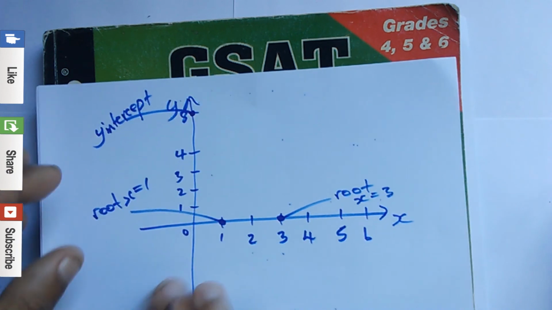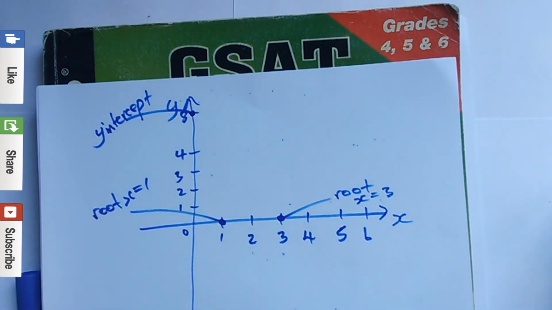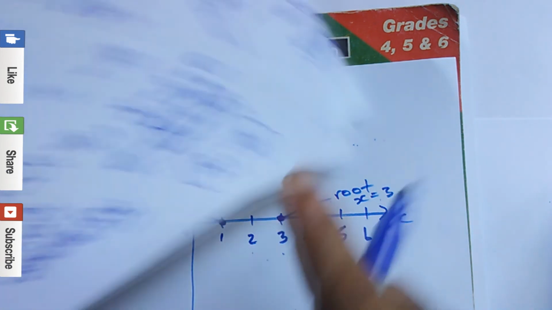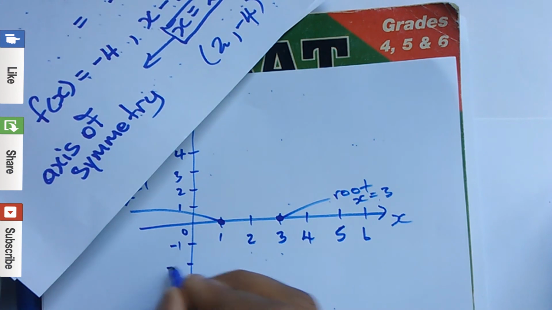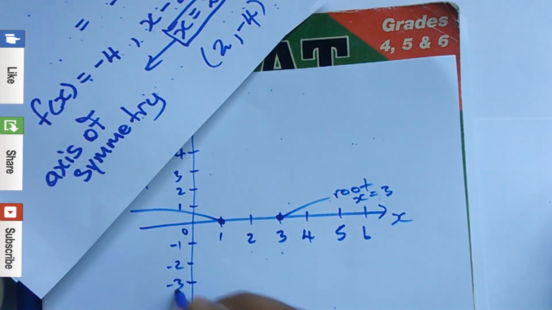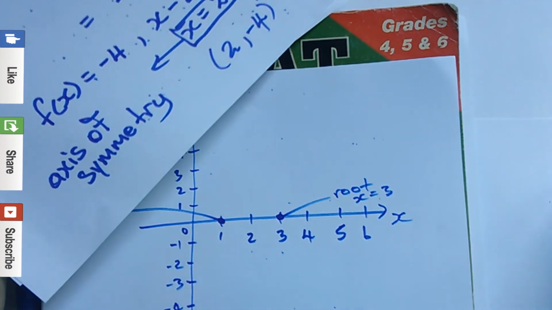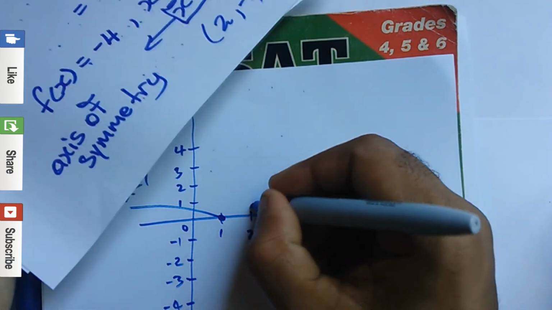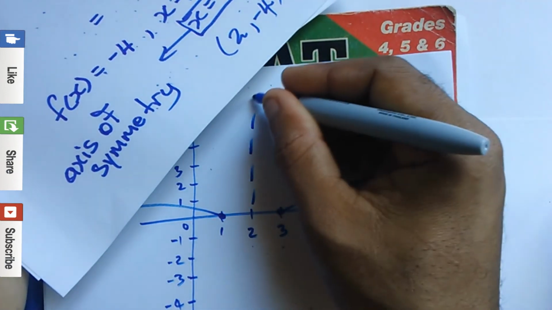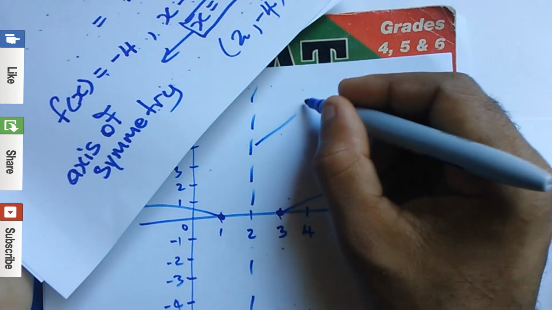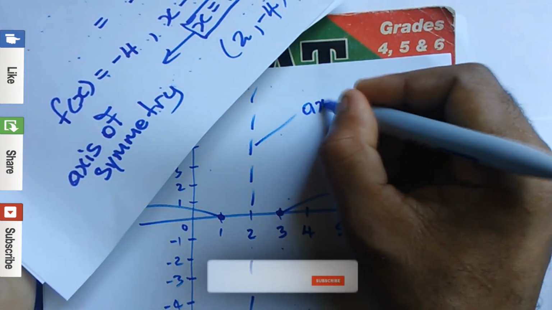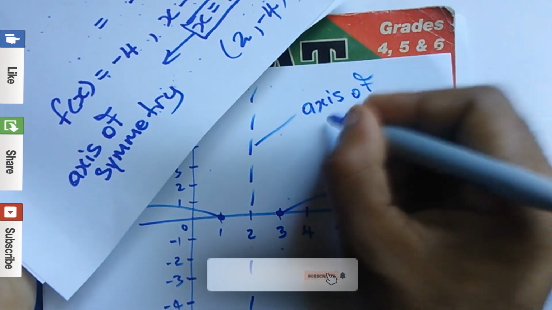Now, the other points that we're supposed to put on the graph is the what? The minimum point. Remember, the minimum point for f of x was -4. So I'm going to have -1, -2, -3, -4. And the axis of symmetry, remember this is the axis of symmetry. Axis of symmetry was 2. So this line represents the axis of symmetry.